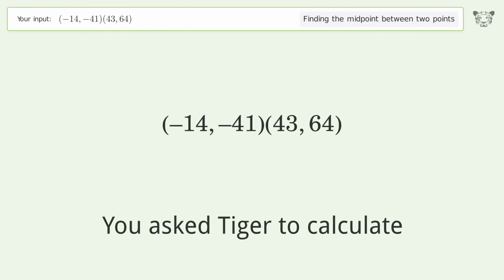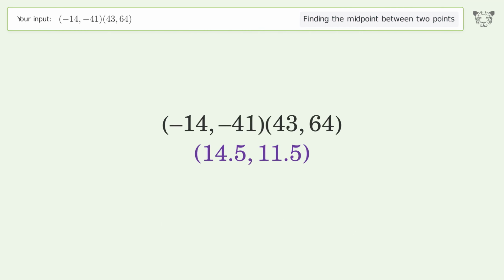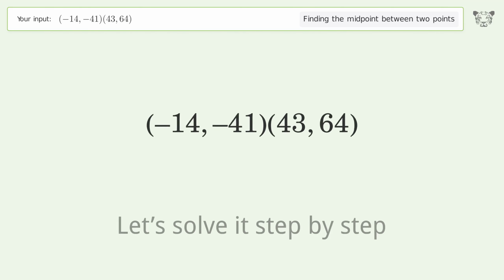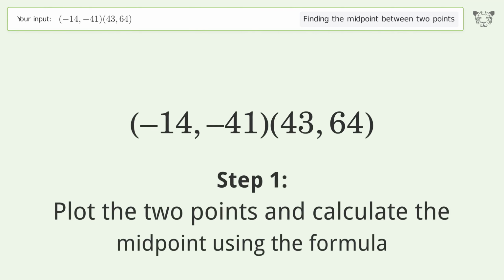You ask Tiger to calculate. This deals with finding the midpoint between 2 points. The midpoint between the 2 points is 14.5, 11.5. Let's solve it step by step. Plot the 2 points and calculate the midpoint using the formula.